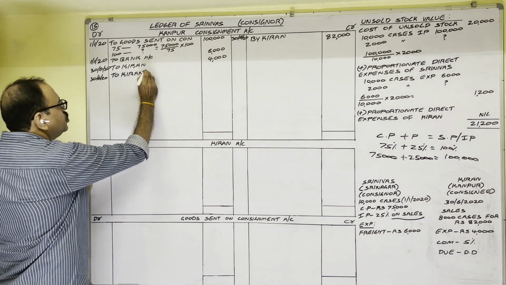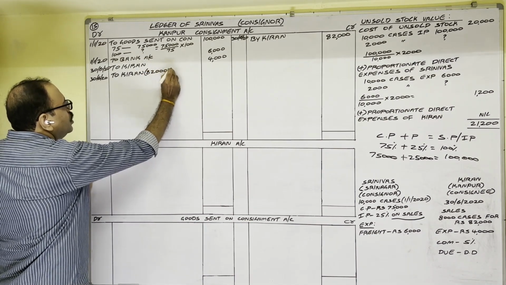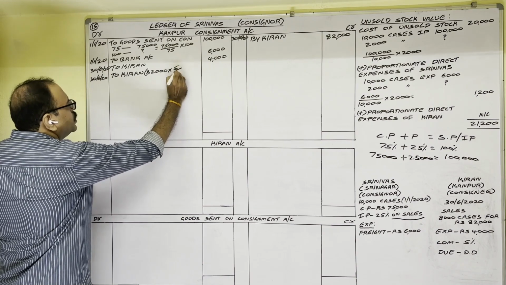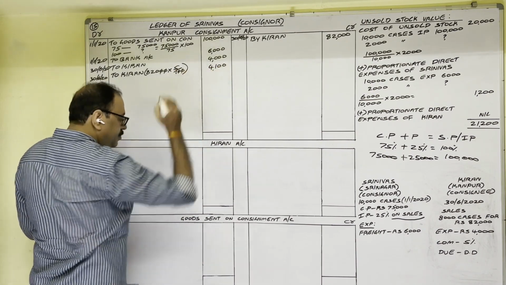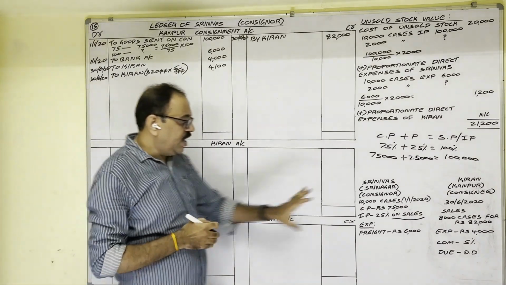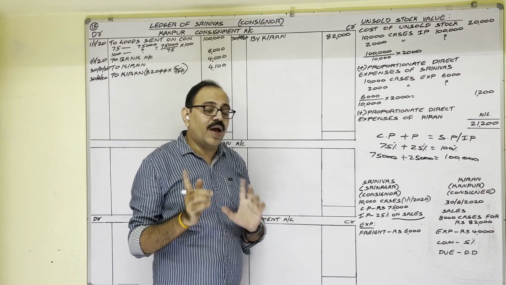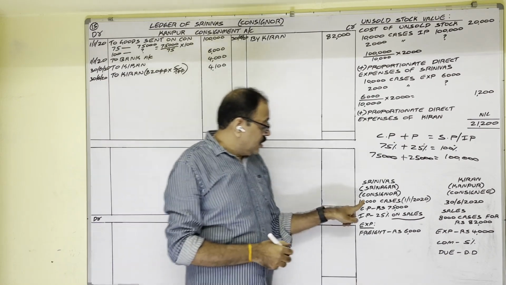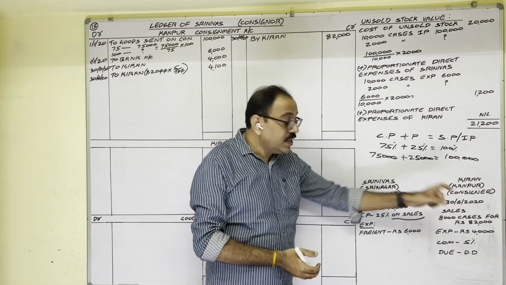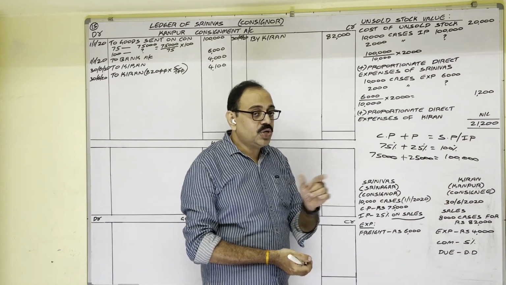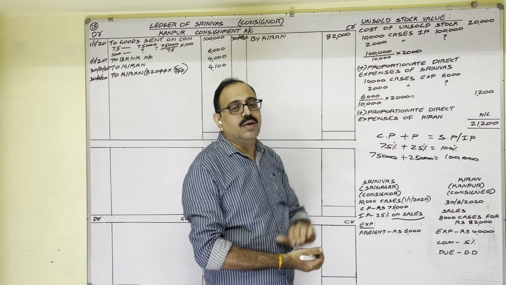And the commission we should calculate. Sales amount 82,000 rupees. On that 5%. 4,100 is commission. So everything we have written. Finally come to unsold stock goods value. Consignor sent 10,000 cases, but consignee sold only 8,000 cases. So unsold stock is there 2,000 cases. That unsold stock value we should calculate.